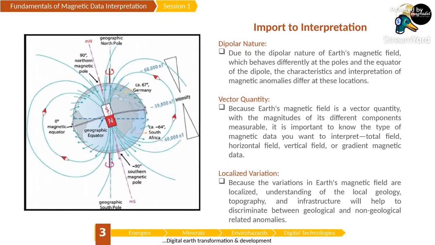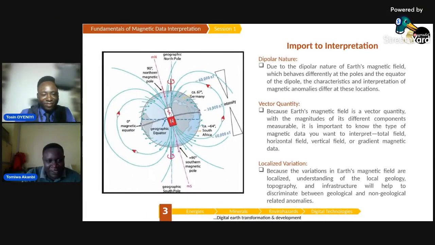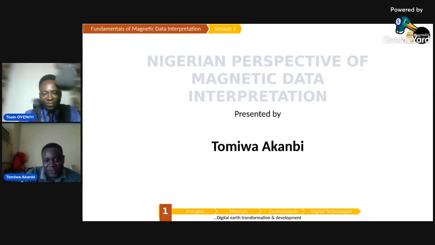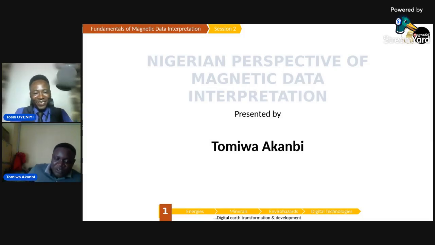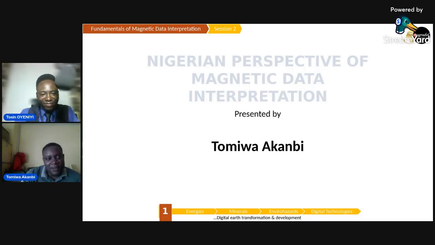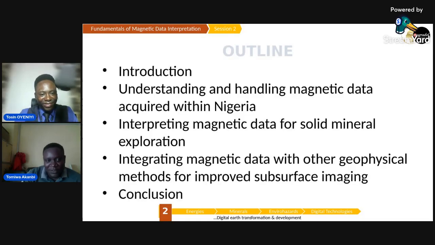So basically, I'm going to be talking about the Nigerian perspective of magnetic data interpretation. I'm going to be keen towards the solid mineral aspects, because my specialization is towards solid minerals, not oil and gas. Of course, magnetic data has its usefulness when it comes to reconnaissance mapping for oil and gas, but in my own case, I'm just going to be focusing more on the solid minerals.